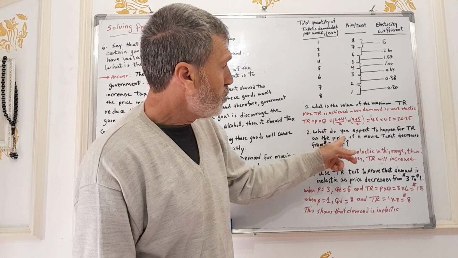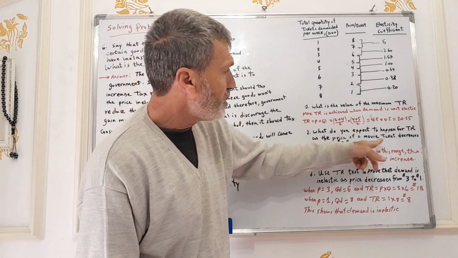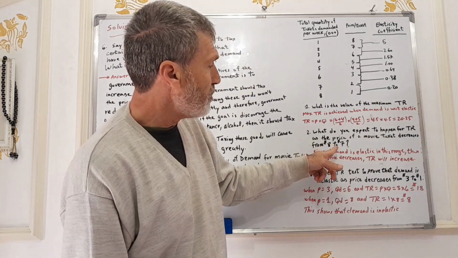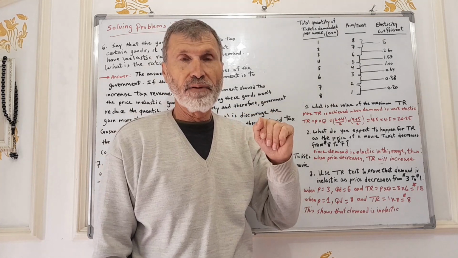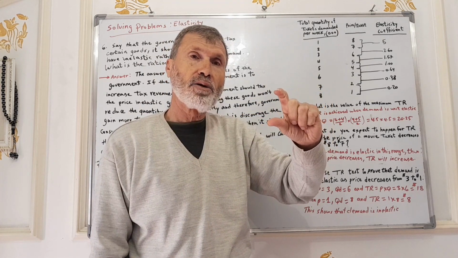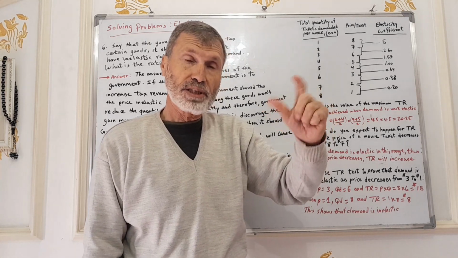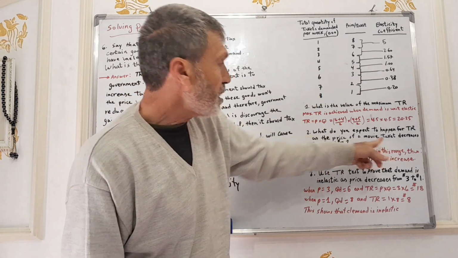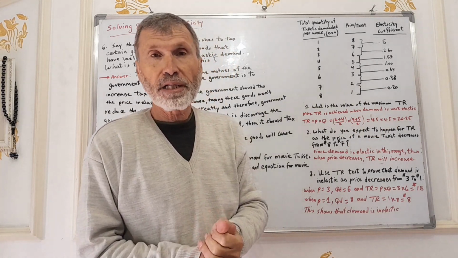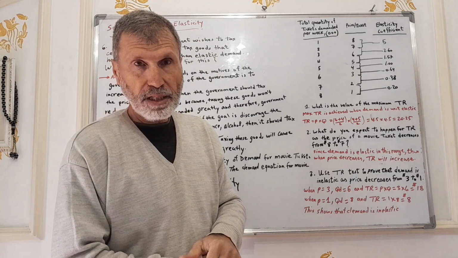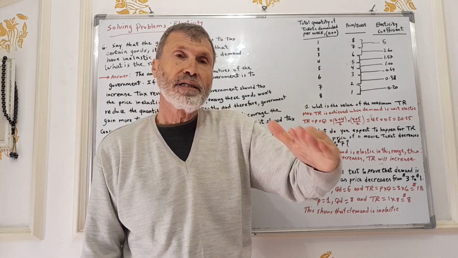which is: what do you expect to happen to total revenue as the price of a movie ticket decreases from 8 to 7? As you can see, 8 to 7 is in the top range of the demand curve, where the coefficient of price elasticity of demand is greater than 1, which is elastic. So when the price of a ticket decreases in the elastic portion, it is expected that total revenue will increase. Why?